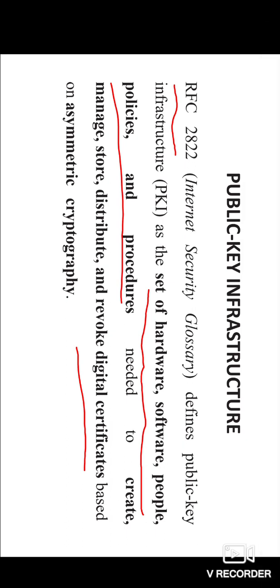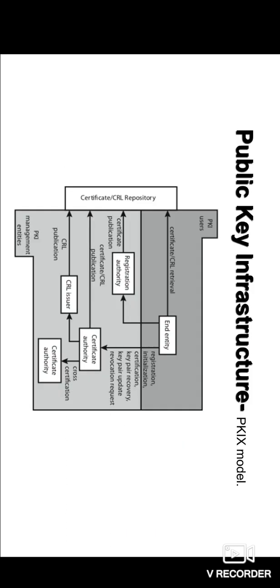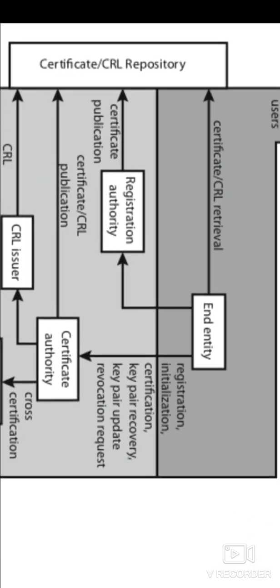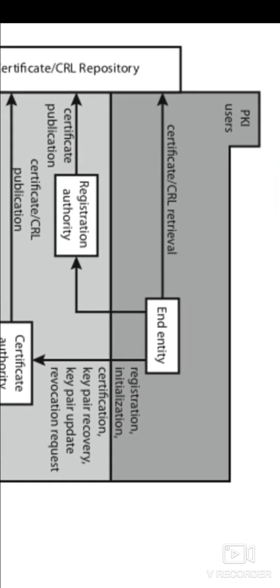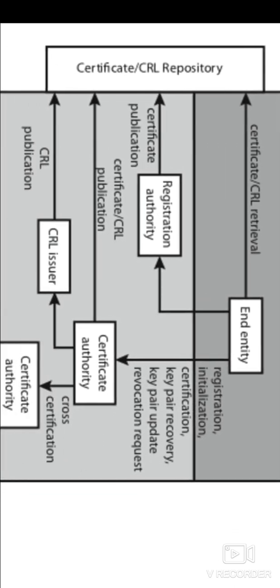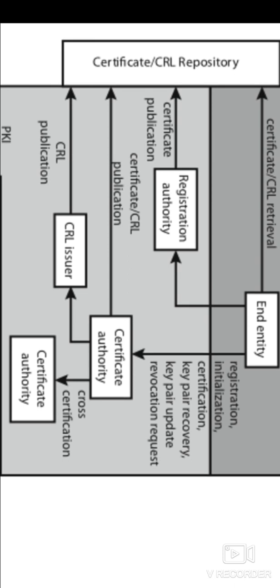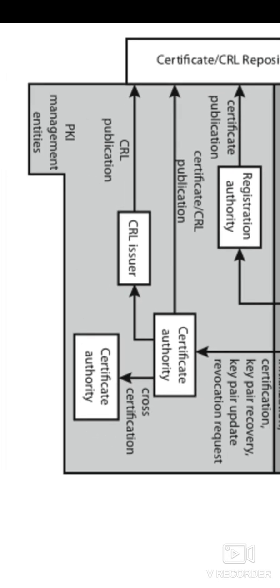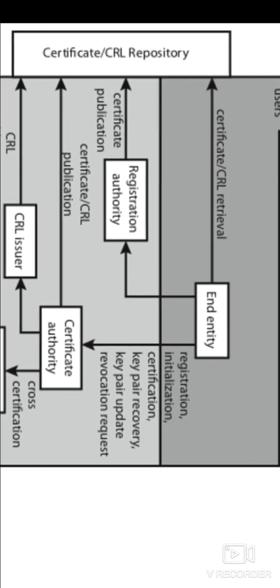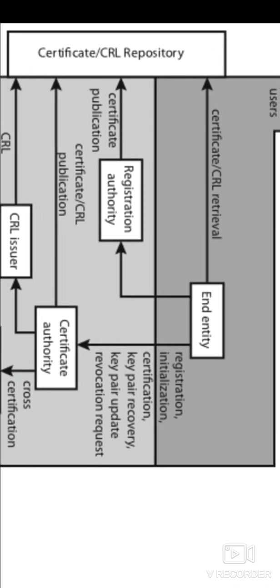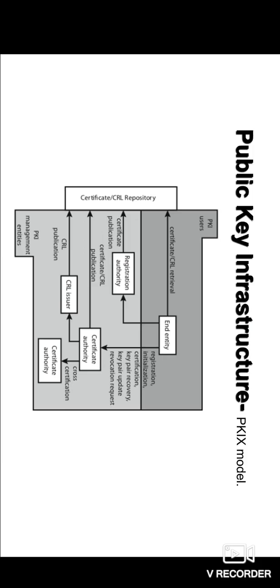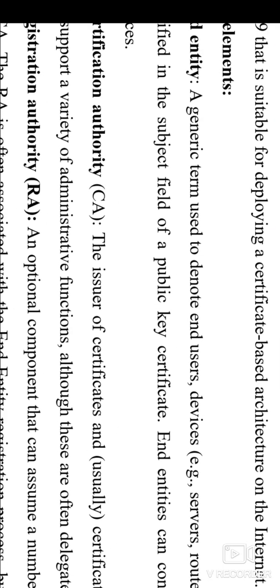So asymmetric cryptography is nothing but we use two different keys, one for encryption and the other one for decryption. So next we move on to the PKIX model. So from the figure we may find out some basic key elements in this model. They are end entity, registration authority, certificate authority and a CRL issuer, and we have several functions also related to the key entities. So what is PKIX?